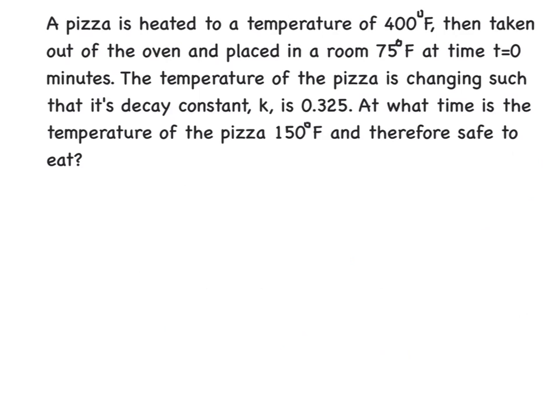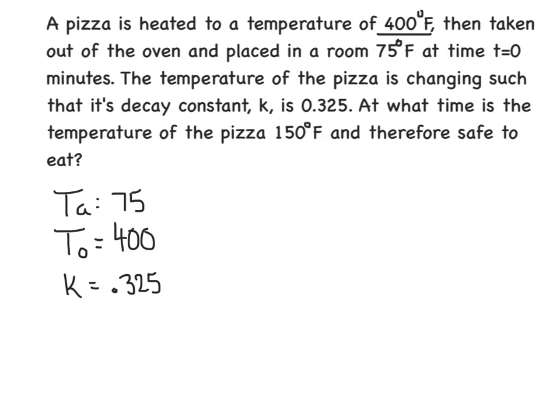So my thought process goes like this. Now, this 400 was the initial temperature of the pizza, T sub 0. It was then taken out of the oven and placed in a room at 75 degrees Fahrenheit. So I'm thinking T sub A, the ambient temperature, is 75 degrees Fahrenheit. Now they said the temperature of the pizza is changing such that its decay constant is going to be 0.325.